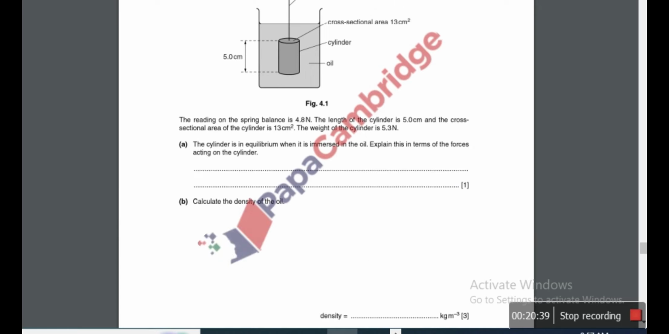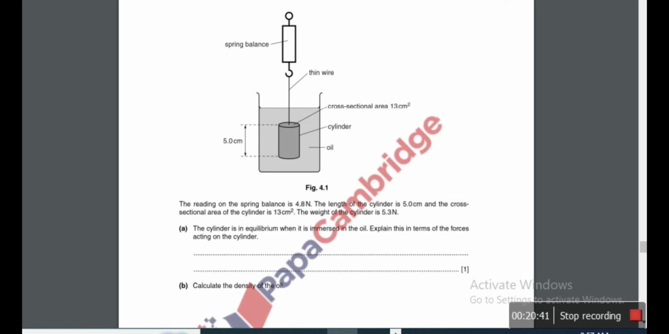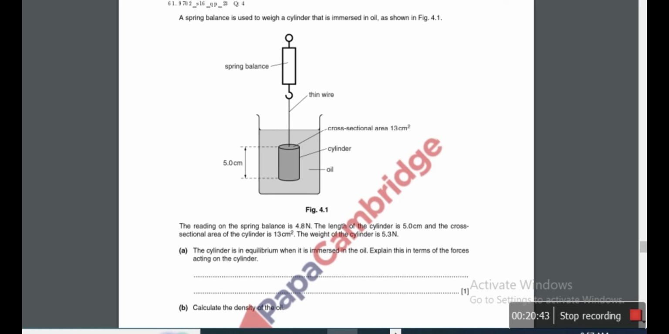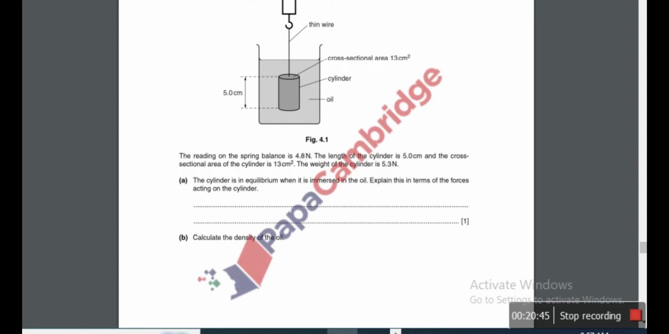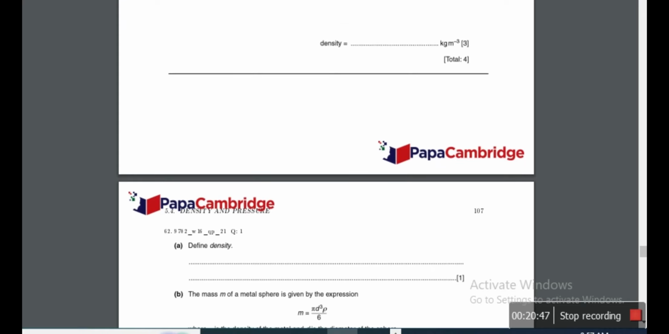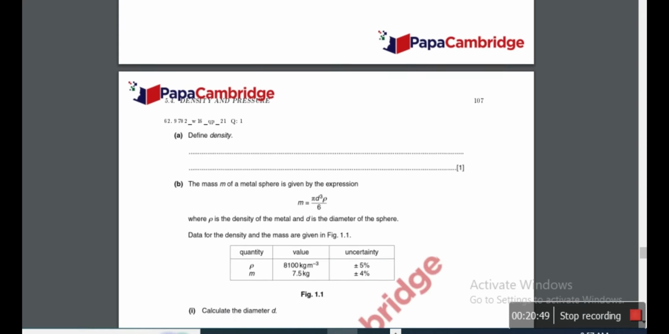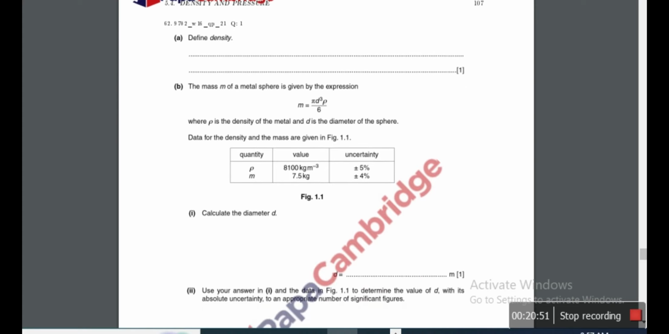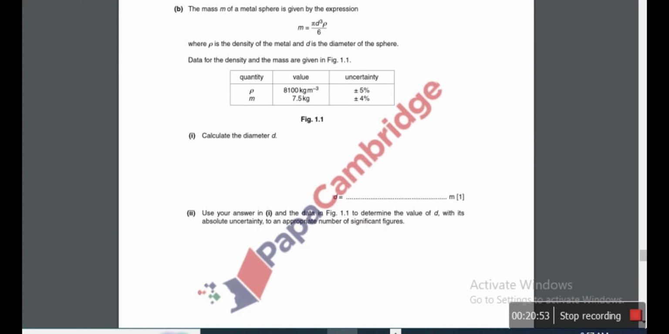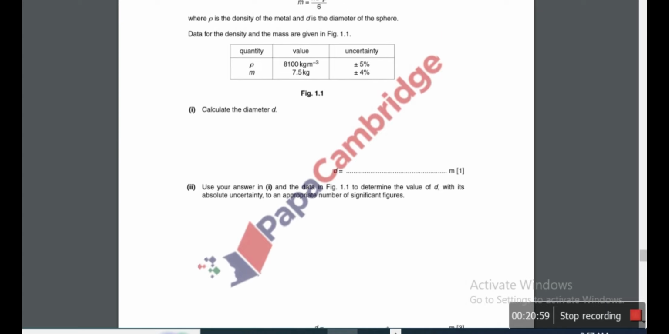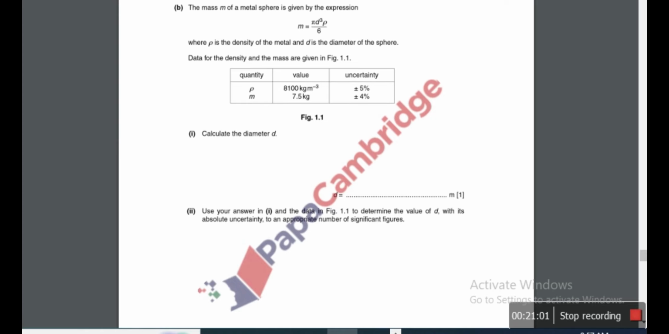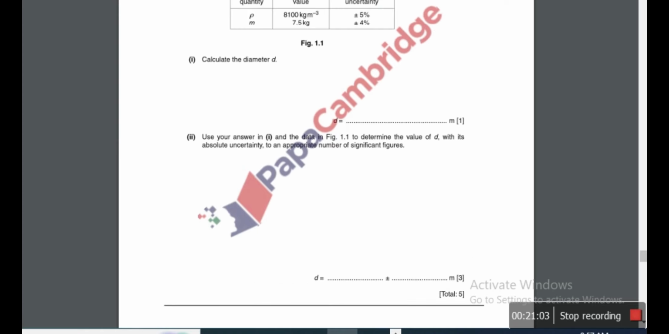Now it says calculate the density of the oil. You'll be able to do that using the information given. These are the values given. You'll be able to get that. You know, define density and all of that, calculate the diameter. Use these to determine the value of D and absolute uncertainty. This one requires understanding of uncertainty. Okay? I think that should be fine.